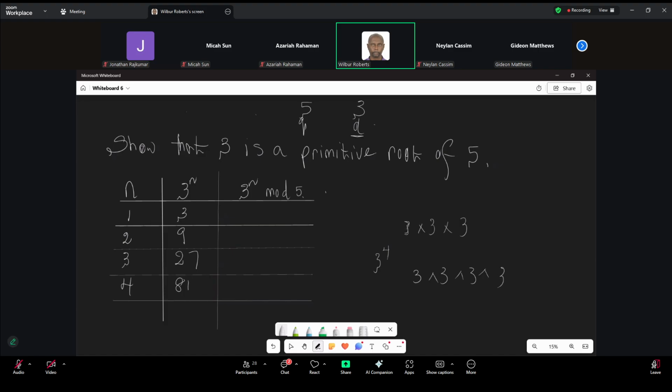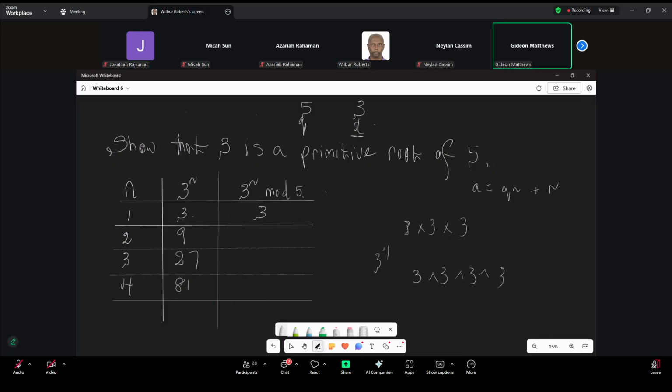So now 3 mod 5 will be equal to what? That would be 0 remainder 3. So the remainder is 3. In modular arithmetic, we're looking for the remainder, right? So it's A is equal to Qn plus R.